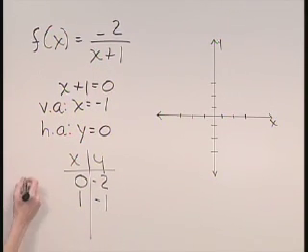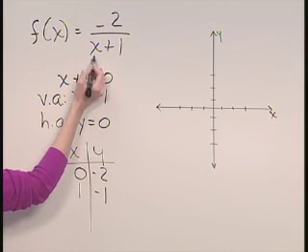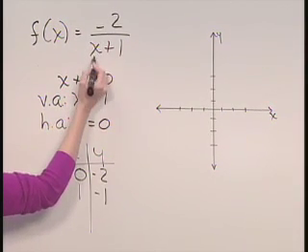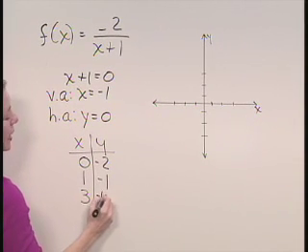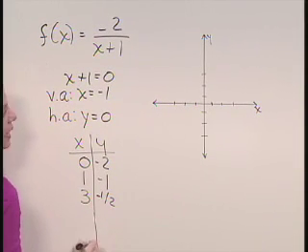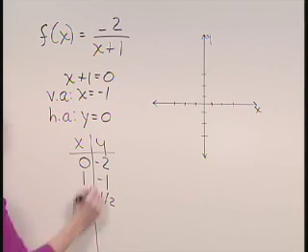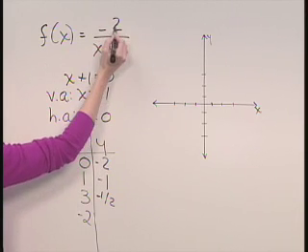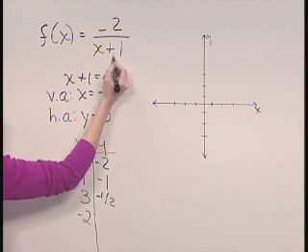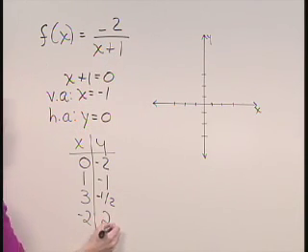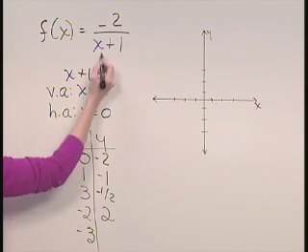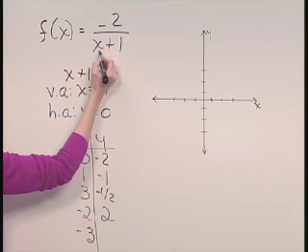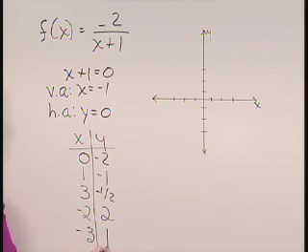Let's get a few more. If we put in 3, that's going to give us -2 over 4, which is equal to -1/2. If we put in a -2 here, we've got -2 over -1, which is a +2, and one more point, -3, will give us -2 over -2, which is a +1.